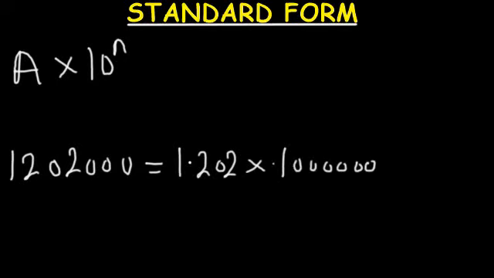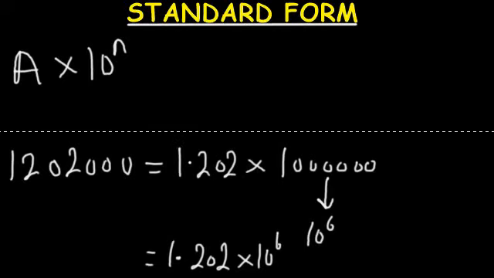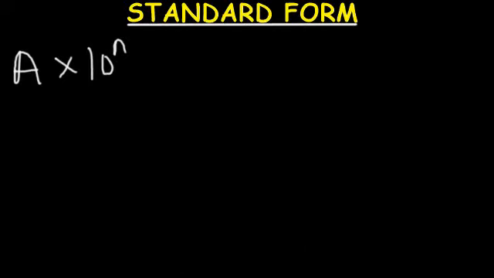So 1.202 times 1 million is simply equal to 1,202,000. So what is the index form of 1 million? This simply equals 10 to the power of 6. So we are replacing 1 million with 10 to the power of 6. Therefore, the standard form of 1,202,000 is simply 1.202 times 10 to the power of 6. If you got the answer, then you are good to go.